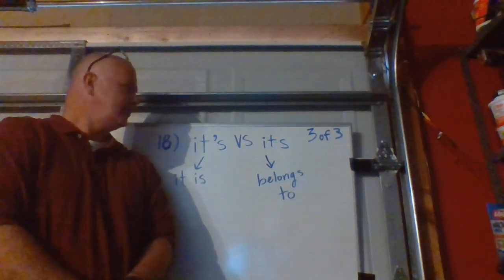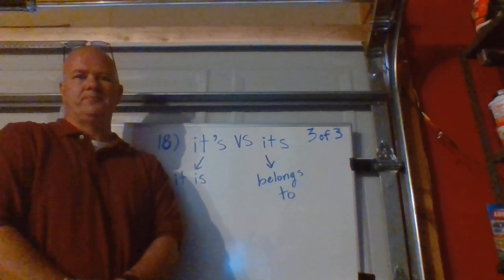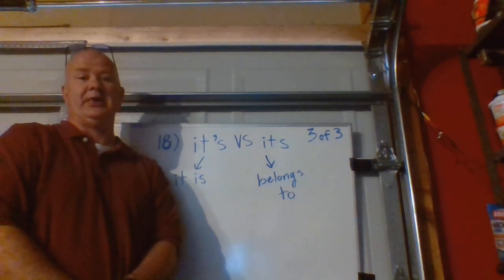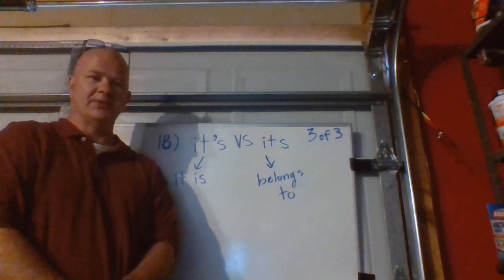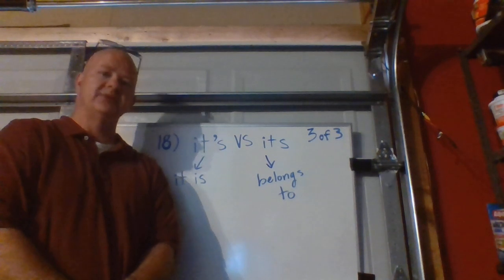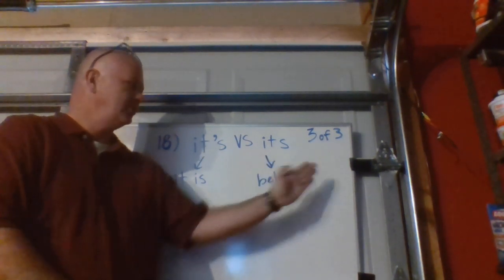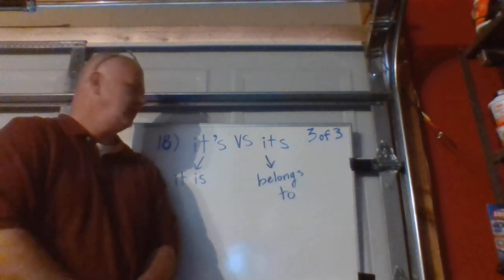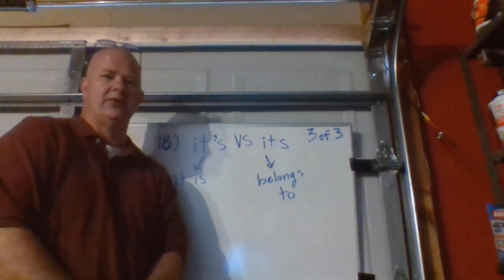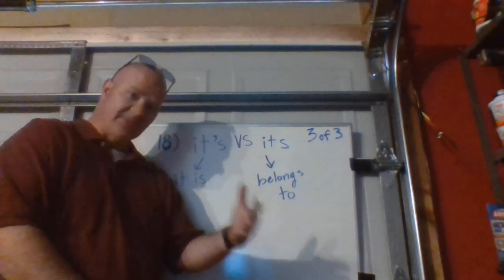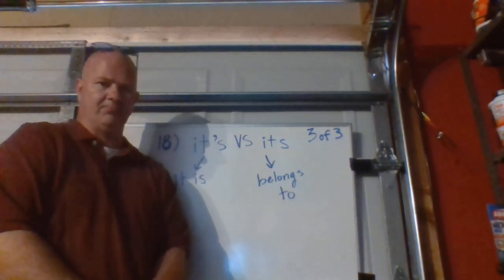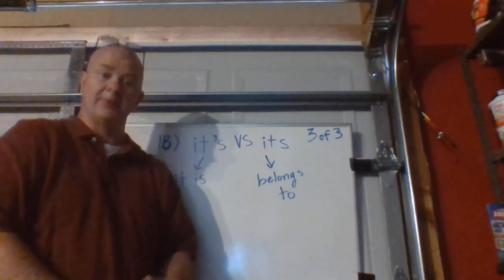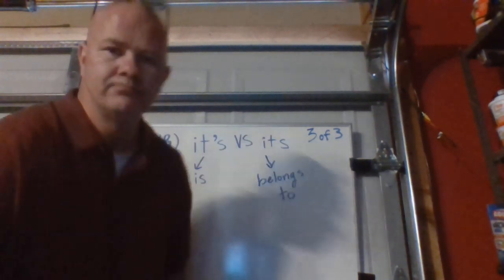The other its means belongs to. For example, I could say the dog was licking its tail. We're talking about ownership here. It's being used as an adjective. Its tail. The next word has to be a noun of some form or another. And that's number 18.